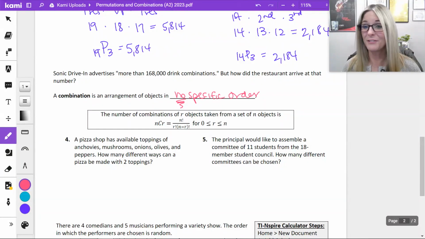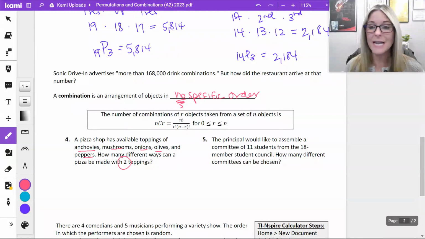Okay? We are definitely going to utilize our calculator on this one because it's a little bit trickier to do by hand. So let's use number 4 as an example. A pizza shop has available toppings of anchovies, mushrooms, onions, olives, and peppers. I don't care which one they put on first because it's all going on my pizza. How many different ways can a pizza be made with 2 toppings? So there was 1, 2, 3, 4, 5, and we're picking 2 toppings. So this is a combination. The order doesn't matter. You need to be able to recognize the difference between a permutation and combination. So we are taking from our 5 a combination of choosing 2. Let's grab the calculator. Combinations are also there.